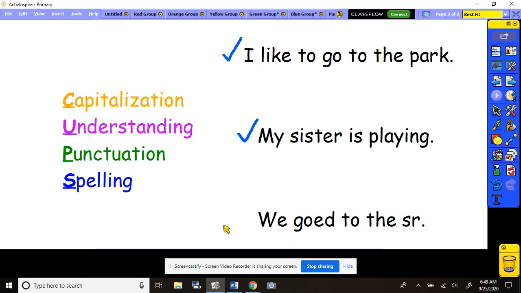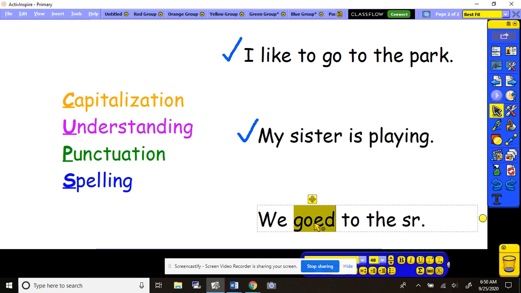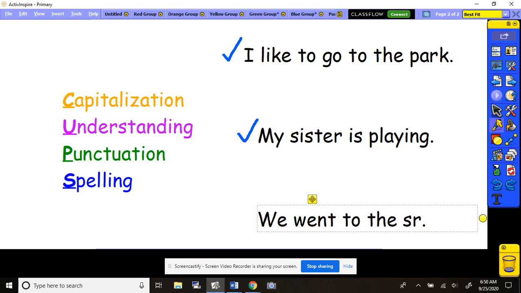Okay, now let's check for understanding. We goed to the sir. We goed. Is that a word? No, it sounds like it's already happened. So we wouldn't say we goed. We would say we went. We went. All right, check punctuation. And we'll come back to understanding because we're not sure what this word is. Punctuation, I have a punctuation mark at the end, and it's correct. It's a period. It's a telling sentence.